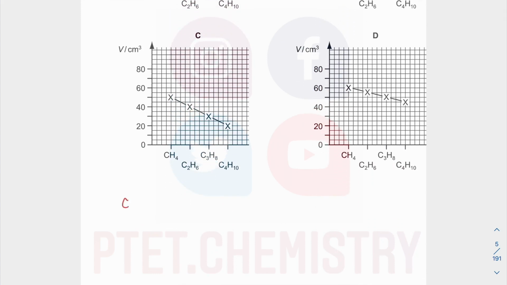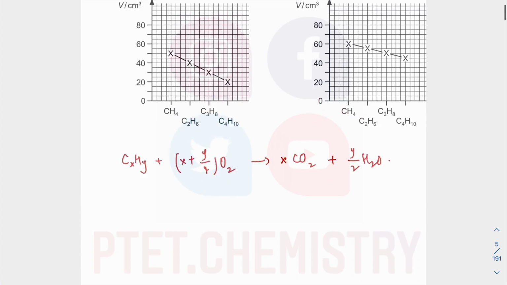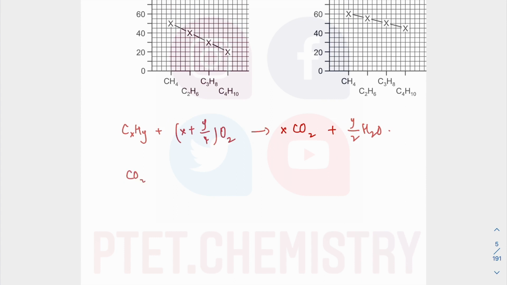If you have CxHy, I hope you know this general equation for combustion of hydrocarbon. You have x CO2 plus y over 2 H2O. Of course, you can balance your equation from scratch. If I have CH4 plus O2 giving CO2 plus H2O, 4 hydrogen, you give it 2 there. Oxygen is 2, so I need 2 there.